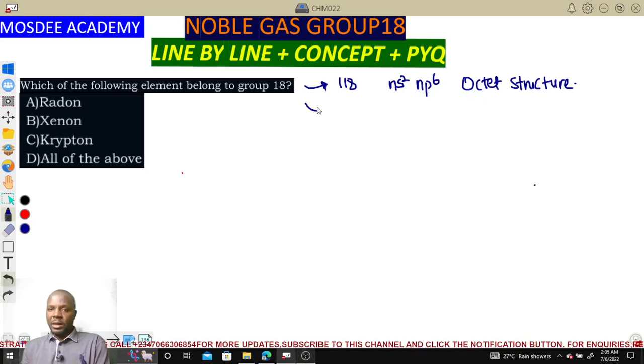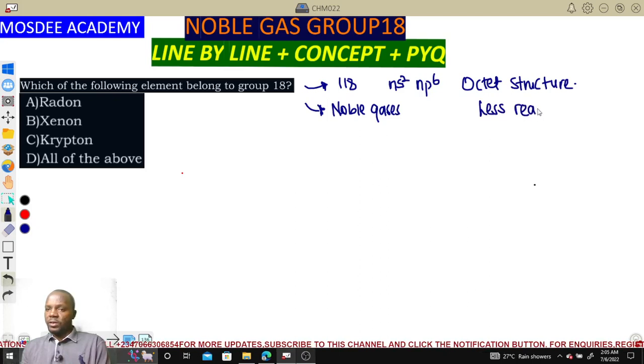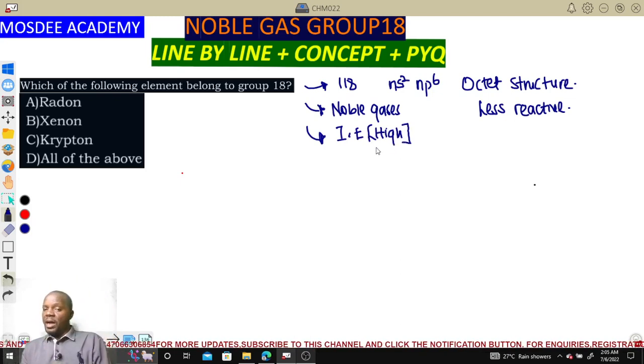Those are junior class stuff. They are called noble gases, and because of their octet structure, they are less reactive. They don't even react at all most of the time. Because of the octet structure, you expect them to have high ionization enthalpy, or if you like, you say high ionization energy. It is normal. The first element on the top has the highest ionization energy.